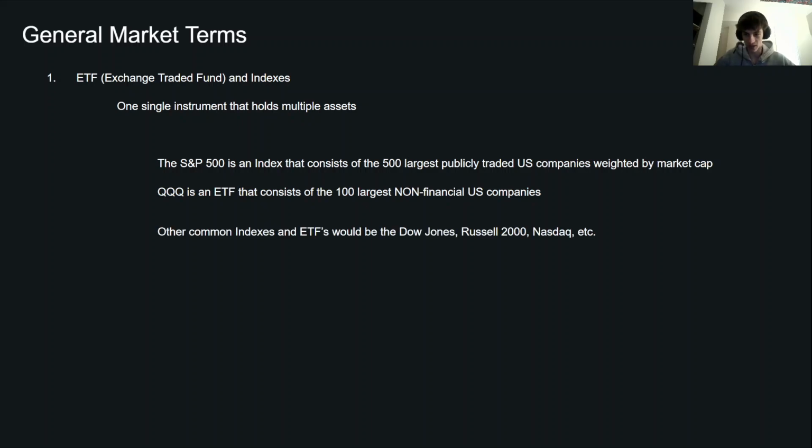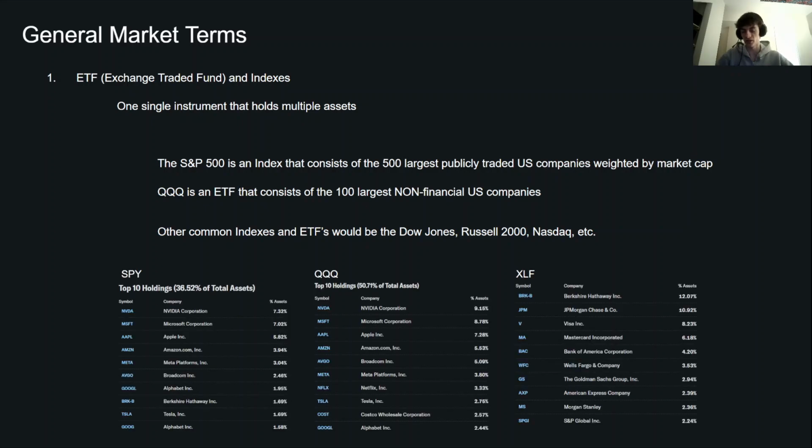So some common indexes and ETFs would be the Dow Jones, the Russell 2000, the Nasdaq. These are basically the names that you think of when you think of investing when you were younger, or this is what the majority of people are invested into because it's much less risky and you're sort of betting on the market going up as a whole, which is almost always true. And you can see some of the top holdings here. So that's top holdings for SPY, QQQ, and then XLF is the financial sector of SPY.